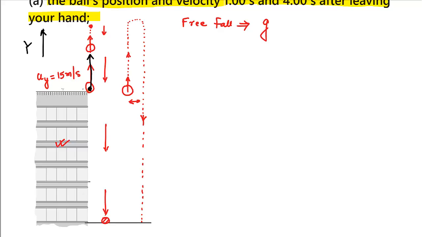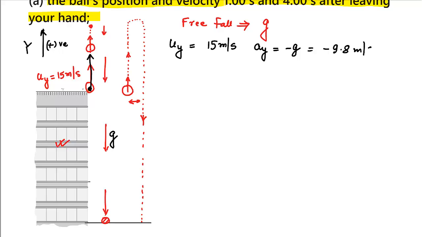This means the positive direction of the y-axis is in the upward direction. What will be the gravity? Gravity is acting in the downward direction, so gravity is basically negative. So I can say the initial speed, u_y, is equal to 15 meters per second, and this is positive. Now what about a_y, that is, the acceleration in the y direction? Acceleration is acting downward, so this is minus g, that is, minus 9.8 meters per second squared.